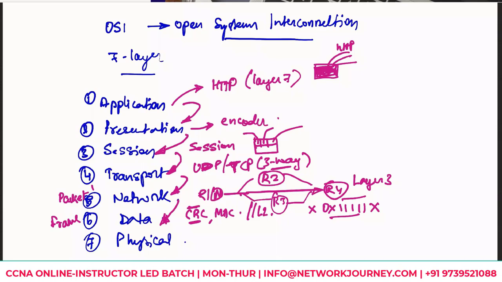And physical is nothing but all your physical layers, like your cable or your wireless technology, if you're using Wi-Fi, whatever. So this is from one point of view. I can say that it is from the source point.